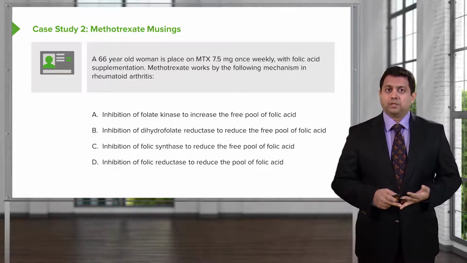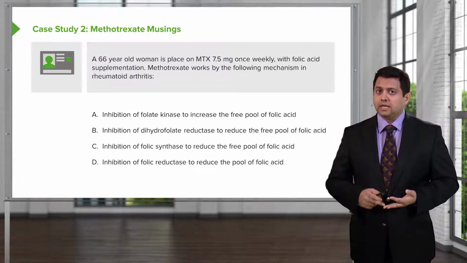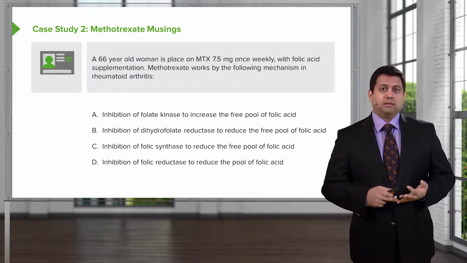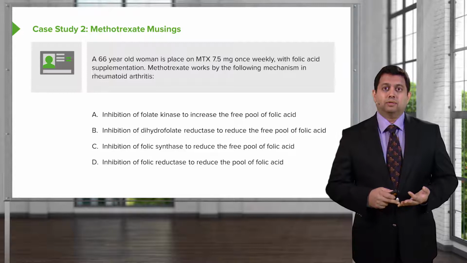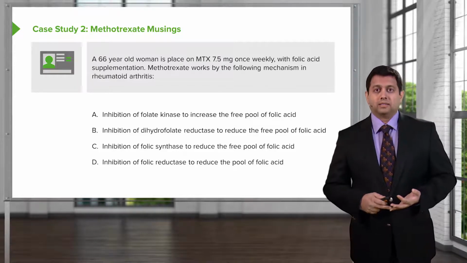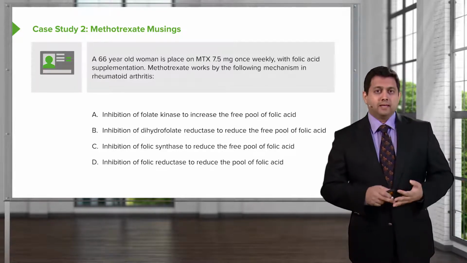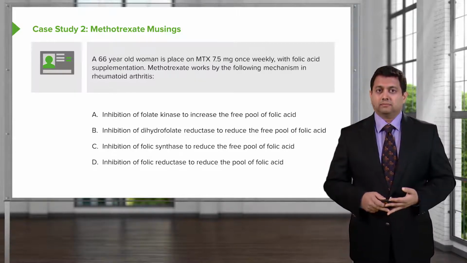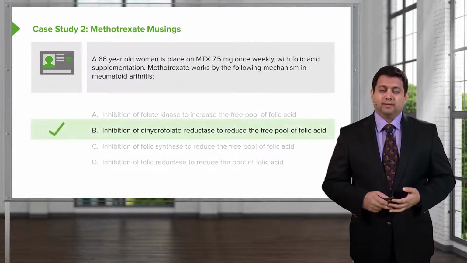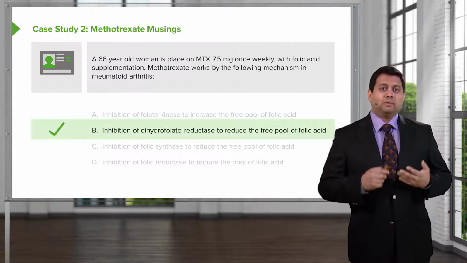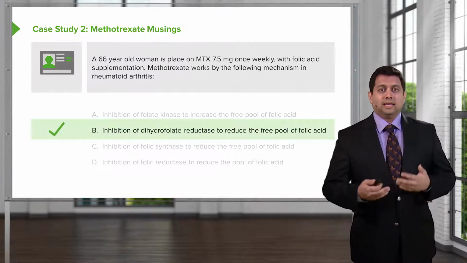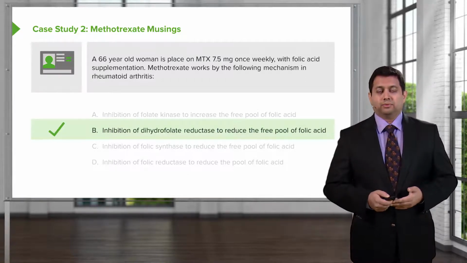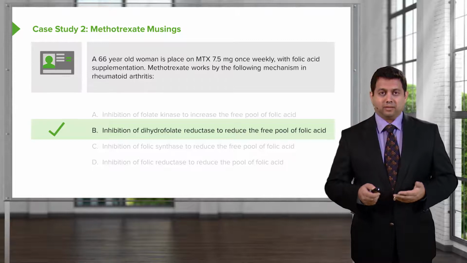B. Inhibition of dihydrofolic reductase to reduce the free pool of folic acid. C. Inhibition of folic synthase to reduce the free pool of folic acid. Or D. Inhibition of folic reductase to reduce the pool of folic acid. Good. This is a hard question, but remember that methotrexate inhibits dihydrofolic acid reductase, and that reduces the free pool of folic acid.